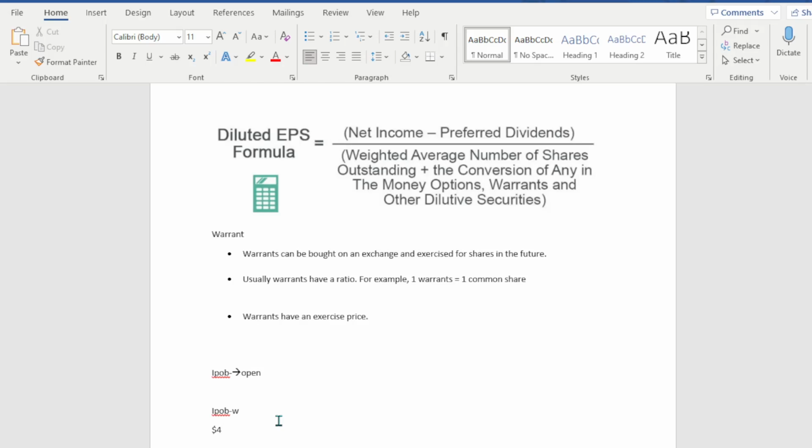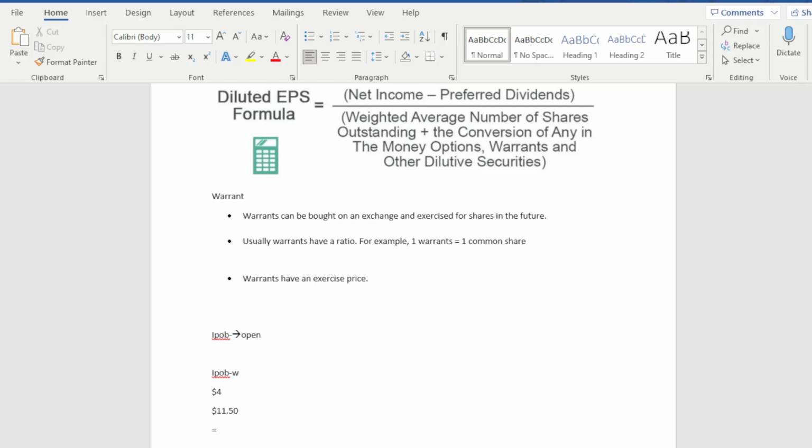So if the exercise price is $11.50, then that means that your actual share price is $15.50. Now, let's say at a future date after the merger, Opendoor is trading at $20. Then it makes sense for you to exercise your warrants, and your share basis will basically be $15.50. That means you're making $4.50 when you exercise the warrants and sell the shares directly.